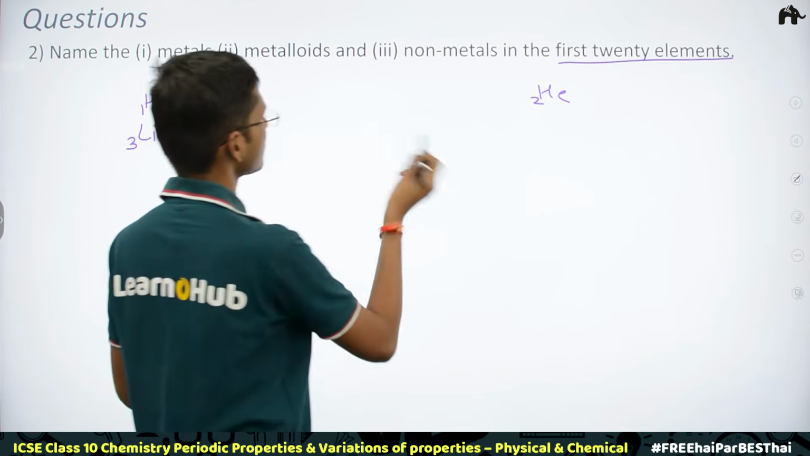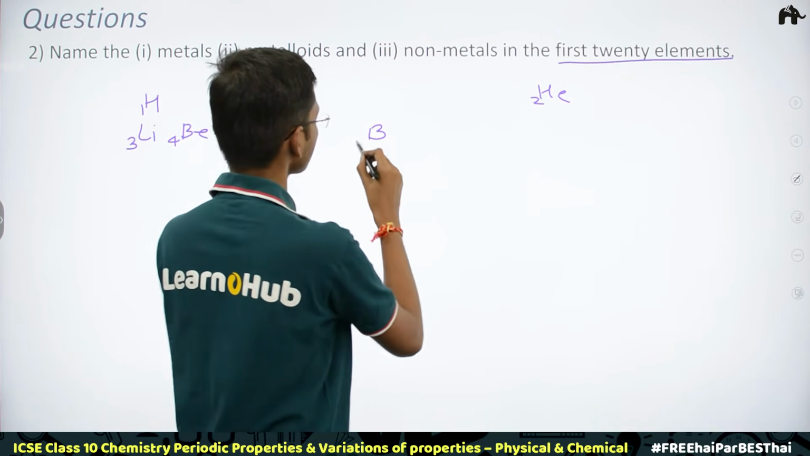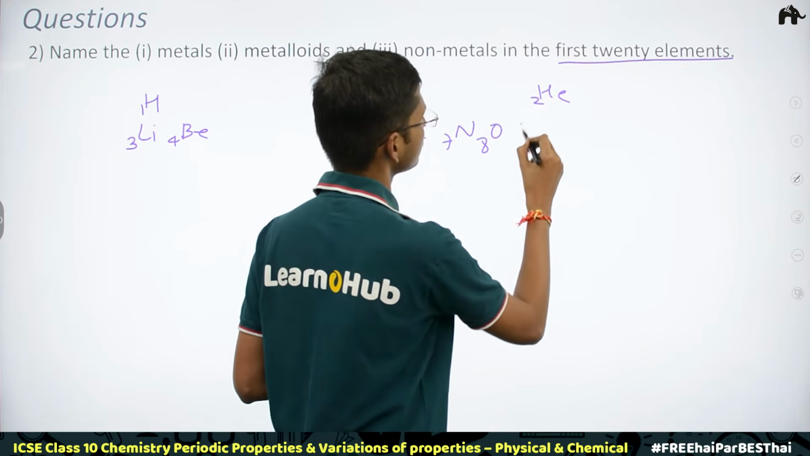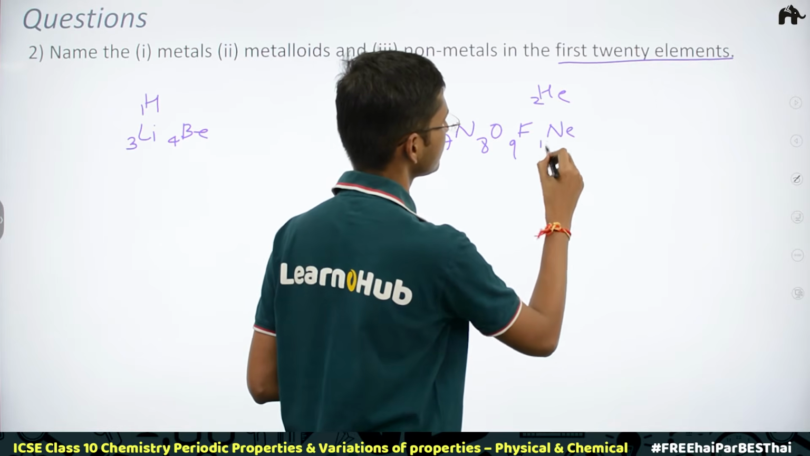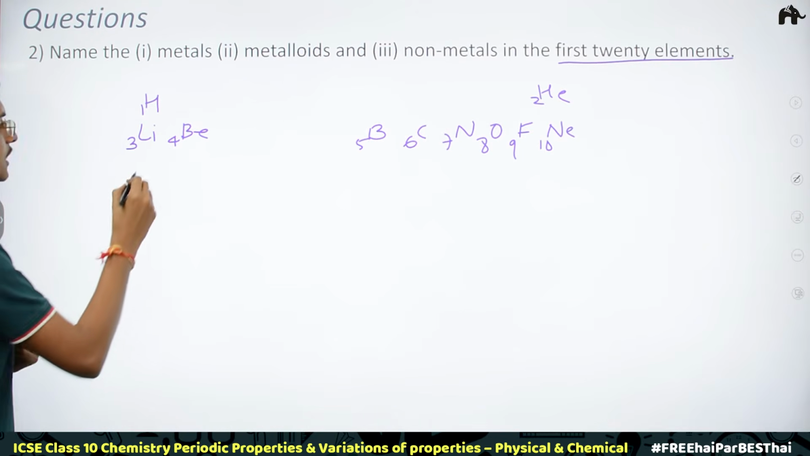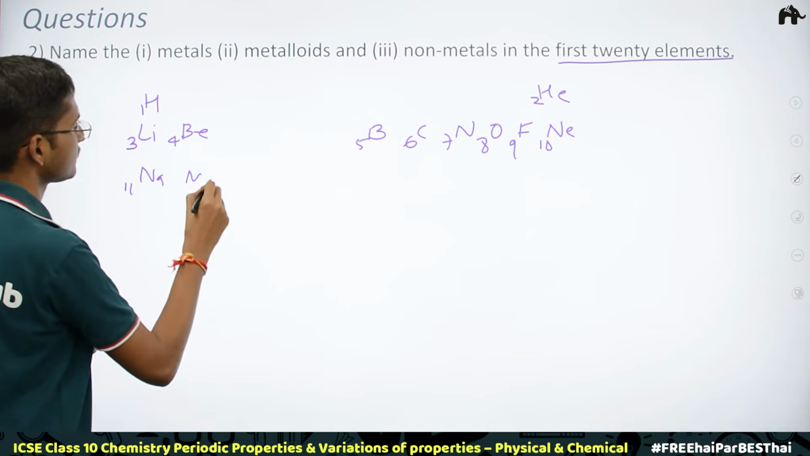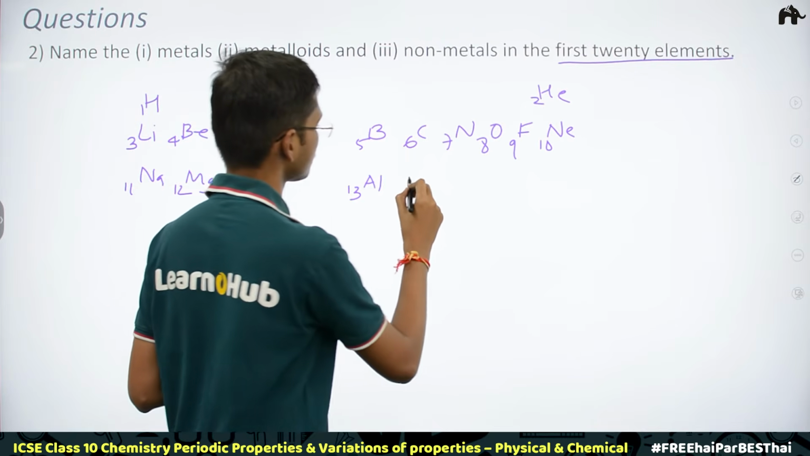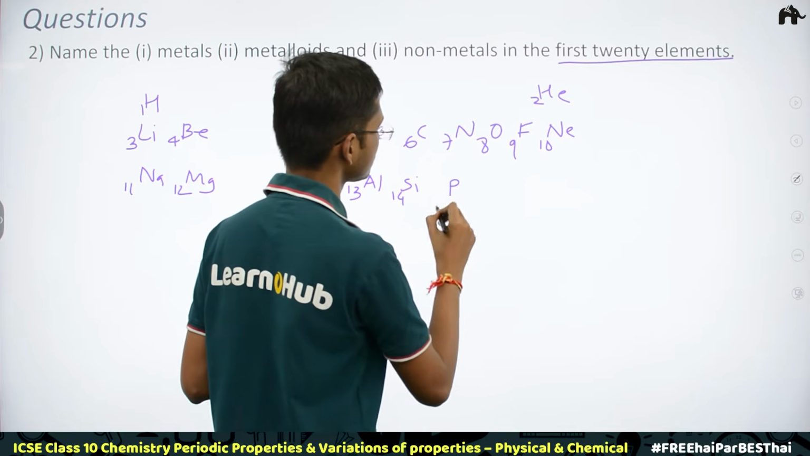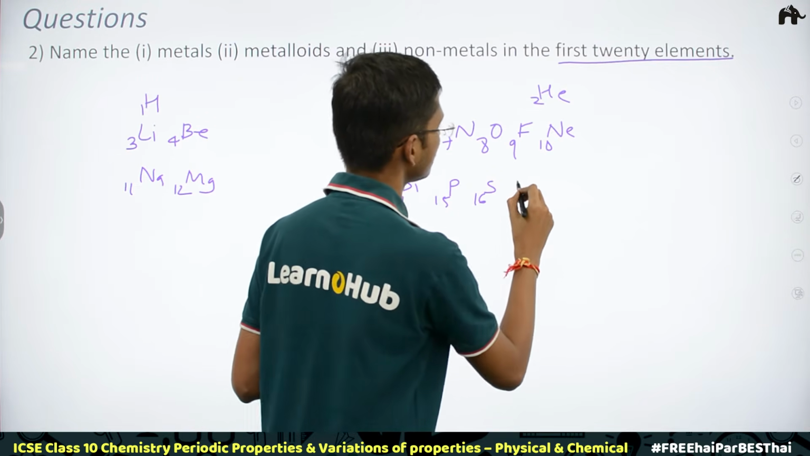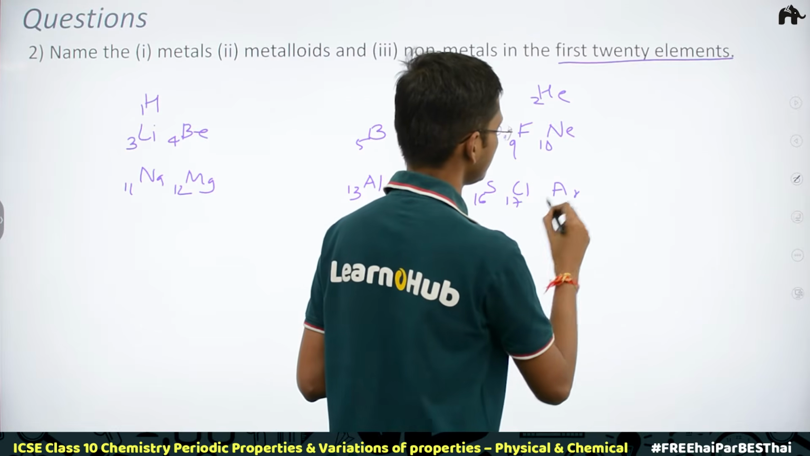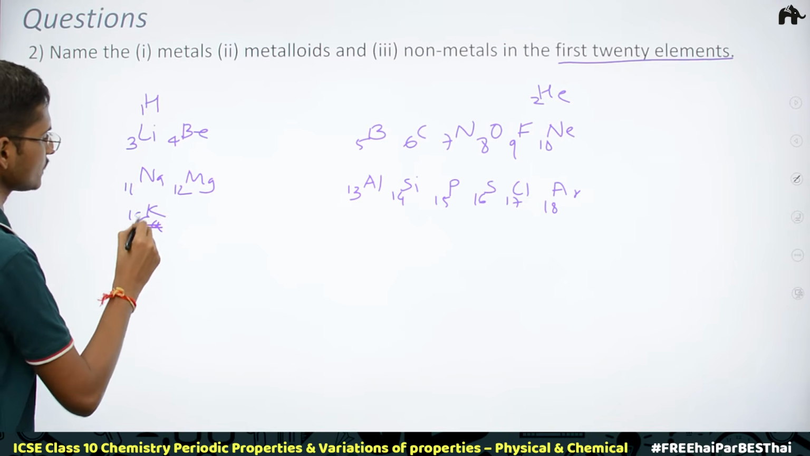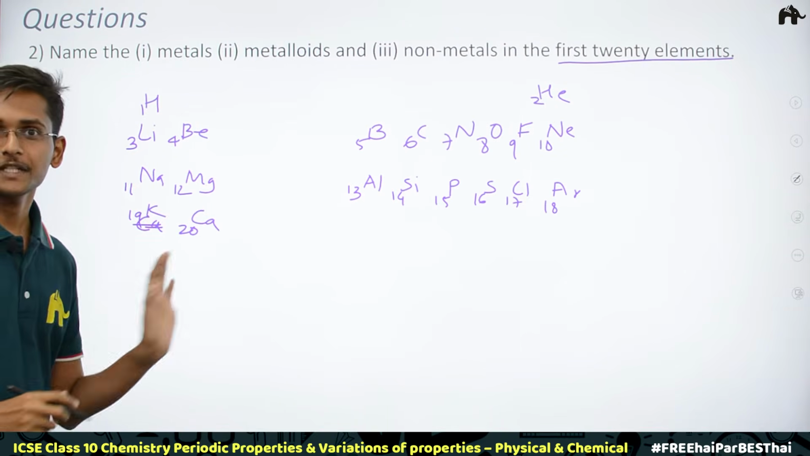And then I'm going to start with, yes, the next element is boron 5, carbon 6, nitrogen 7, oxygen 8, fluorine 9, and neon, yes, 10 below helium. Now, moving ahead, sodium 11, magnesium 12, okay, I'm writing the atomic numbers. Then aluminium 13, silicon 14, phosphorus 15, sulfur 16, chlorine 17, argon 18, and then next is potassium 19 and calcium 20.